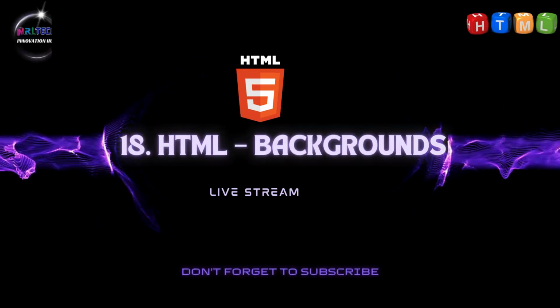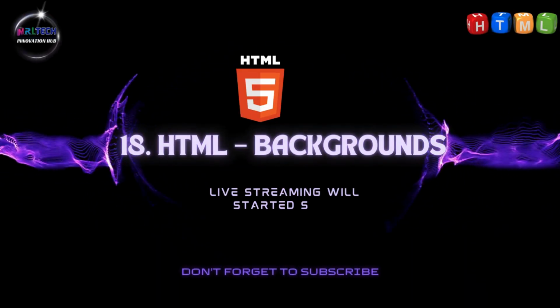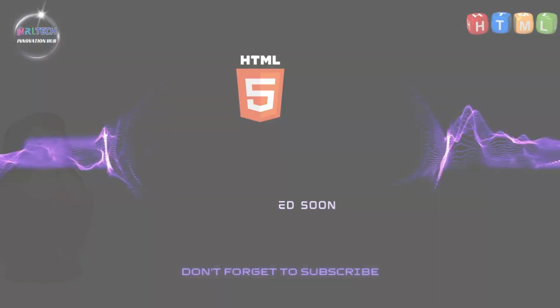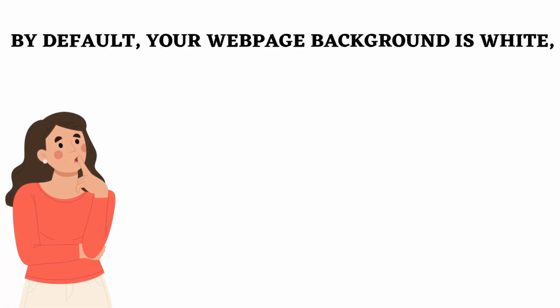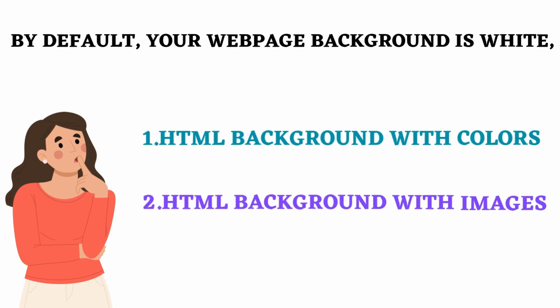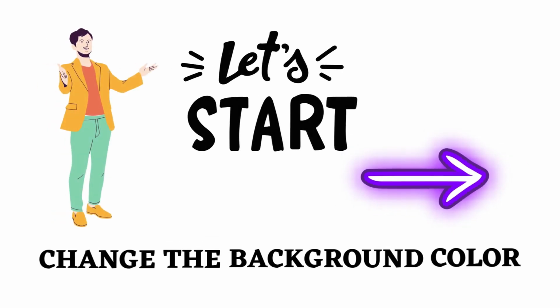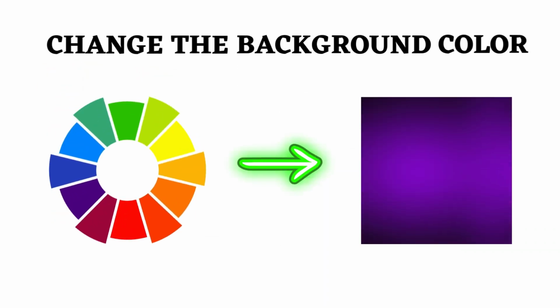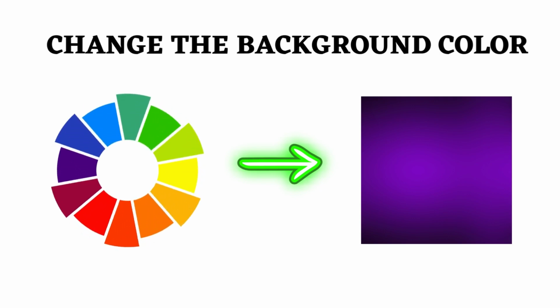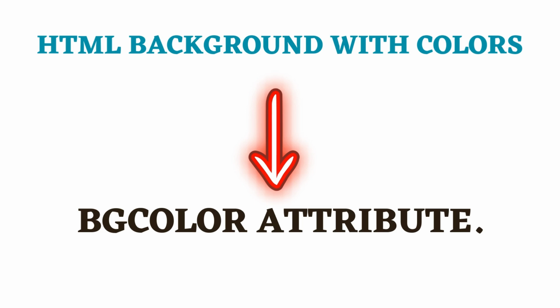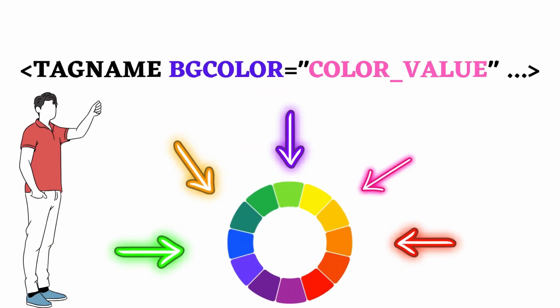HTML backgrounds set the color or image behind elements on a web page. By default, your web page background is white, but with HTML, there are two simple ways to change that: HTML background with colors, and HTML background with images. Let's start with HTML background with colors. You can easily change the background color of a web page or specific HTML elements using the bgcolor attribute. Here's the syntax for adding a background color to an HTML tag.